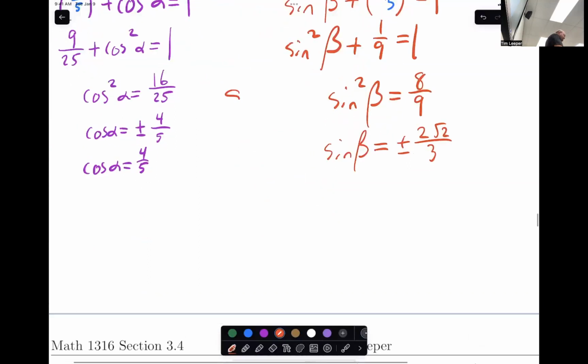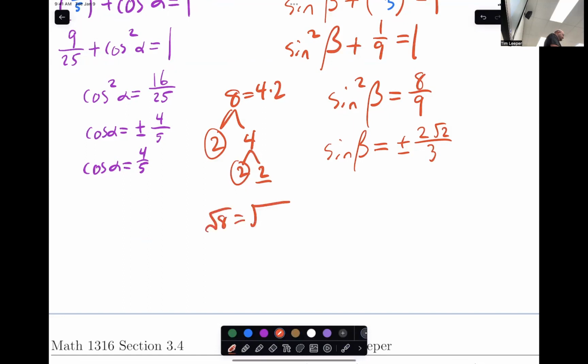Well, if I take 8 and I do its prime factorization tree, 2 times 4 gives me 8. 2 times 2 gives me 4. Notice that those are all primes. Then I'll look for pairs of primes. There's a pair of 2's there. 2 times 2 is 4. What's not circled is the 2 here. So it's times 2. So really the square root of 8 is the same thing as the square root of 4 times 2, which is asking what's the square root of 4 times the square root of 2, and the square root of 4 is 2. So that's how the square root of 8 became 2 square root of 2.